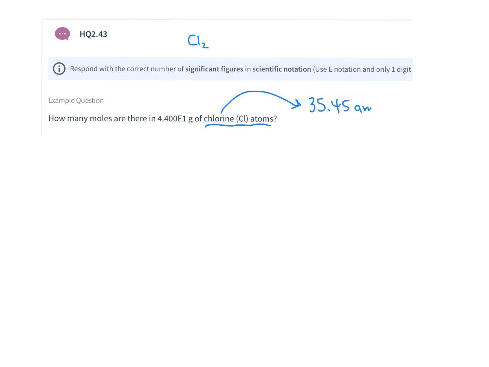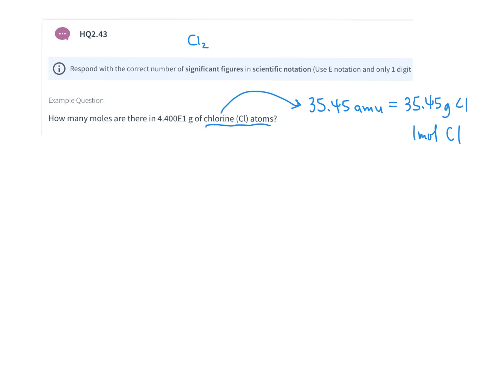35.45 AMU. And so that means, remember, we can go directly from AMU to grams, and that's the amount we need to have 1 mole of this sample. So that means if I have 35.45 grams of chlorine, I should have 1 mole of chlorine. So now we have our conversion factor. We have the information required to convert grams of chlorine into moles of chlorine.